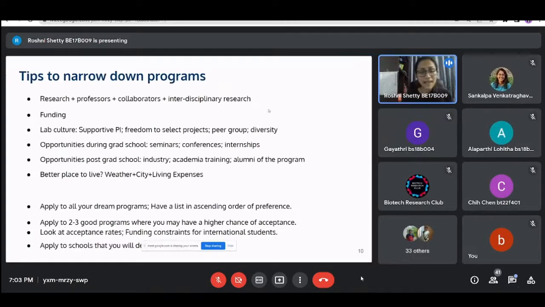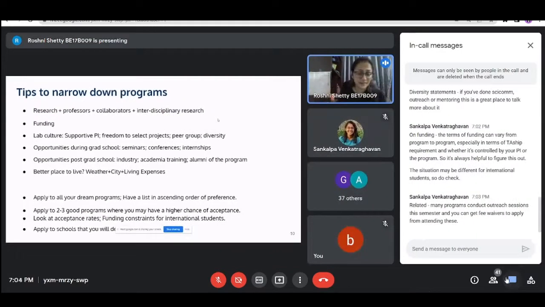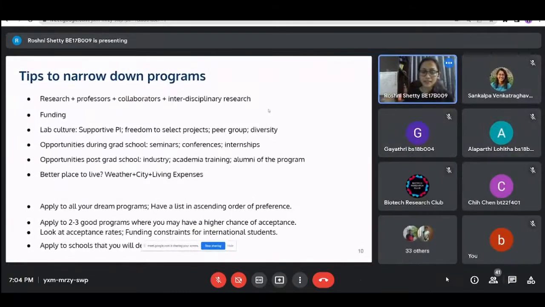So next is to apply to the schools that you will definitely attend. Even if you like the research in some school and you obviously want to get in there, that doesn't mean you do not like the other schools you have applied to. It's not worth applying to a school unless you have a willingness to go there. You should be willing to go there if you do not get any other school, because otherwise it's just a waste of money and a waste of time. So make sure that all the schools that you apply to, you really want to go to them.